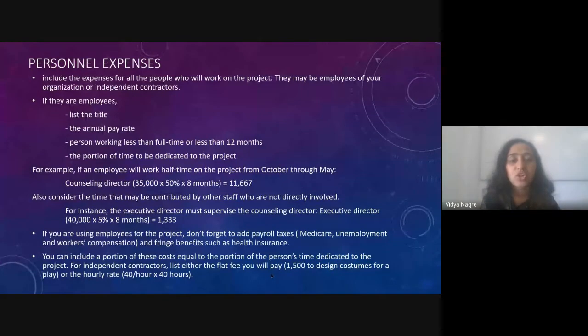Means you have to make a chart. In one column, list the titles. In the second column, their annual pay rate. Third column, person working less than full time or less than 12 months or something like that. Contract basis, hourly basis, permanent, full time, whatever it is. Mention their roles and the portion of the time to be dedicated to the project. So how much time from each person you need.